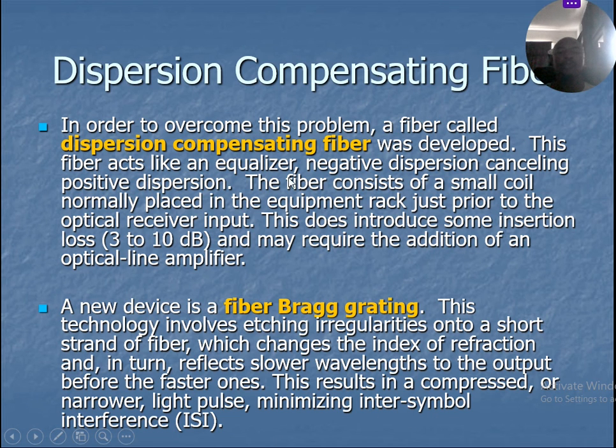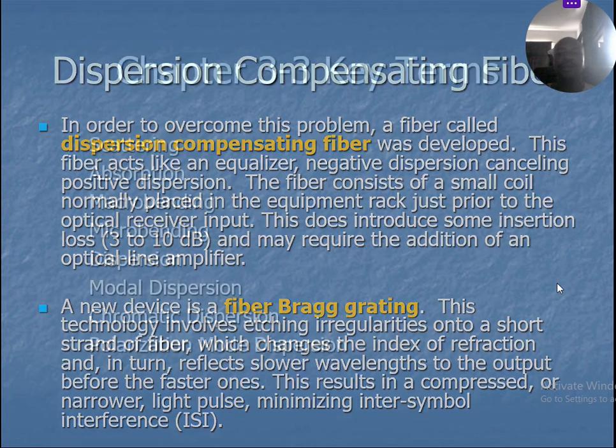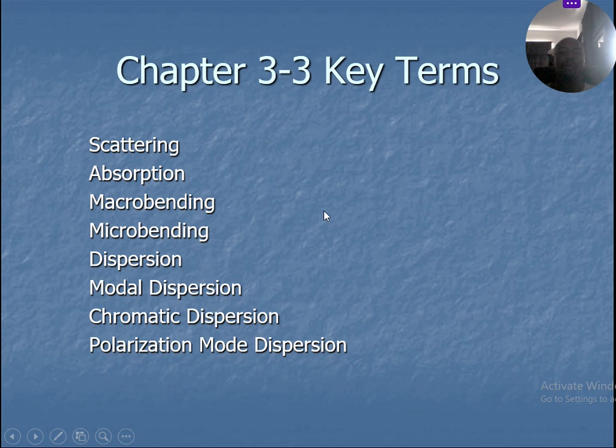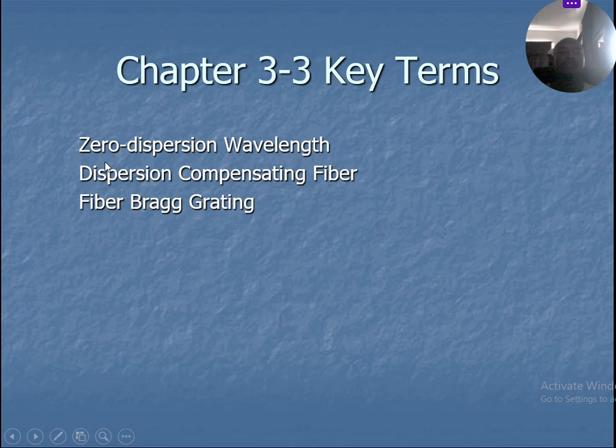Okay, so these two methods help us to reduce or remove dispersion: the dispersion compensating fiber and the fiber Bragg grating. In this chapter, we've used terminology such as scattering, absorption, microbending, dispersion, modal dispersion, chromatic dispersion, polarization mode dispersion. We have also used zero dispersion wavelength, dispersion compensating fiber, and fiber Bragg grating. So this is all we have for this segment, chapter 3, part 3 of this network essentials management.